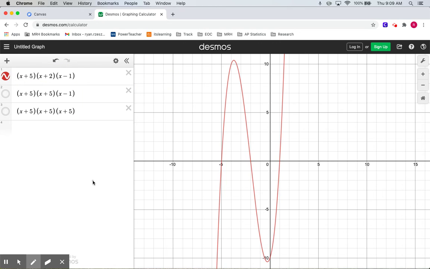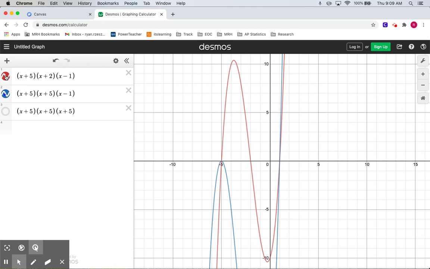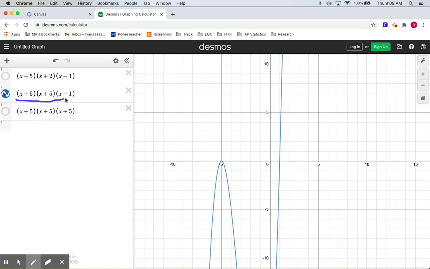What I'm going to do now is switch over to my second equation, which is in blue. This time, if you look at my actual equation, I made 2 of the x plus 5s. That means the answer of x equals negative 5 actually repeats twice. The third answer, x equals positive 1, happens one time. So this one is doing what all the other ones do, where the graph just slices or cuts right through that solution.